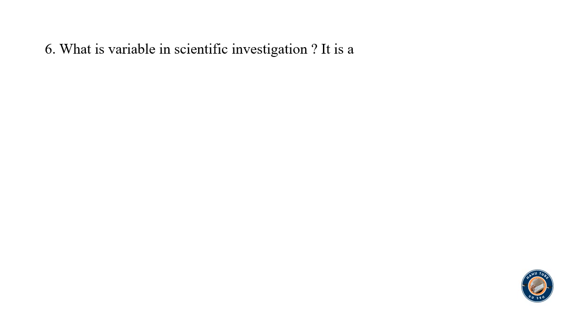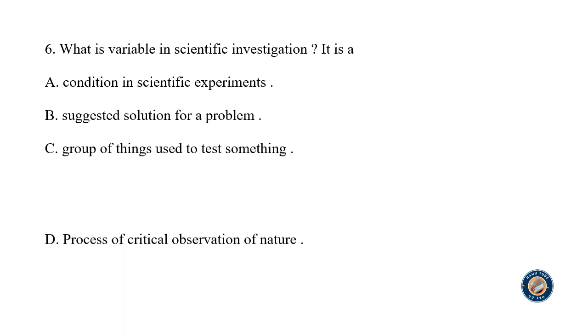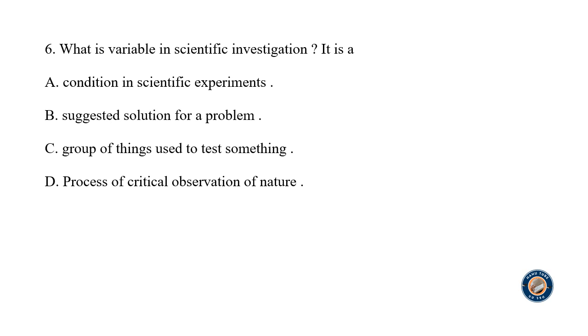Question number 6. What is variable in scientific investigation? A. A condition in scientific experiments. B. A suggested solution for a problem. C. A group of things used to test something. D. Process of critical observation of nature.